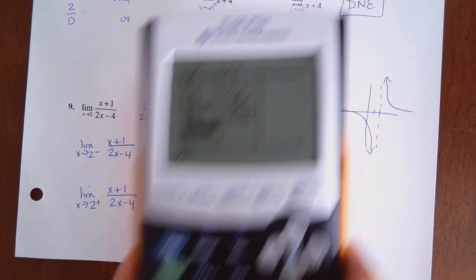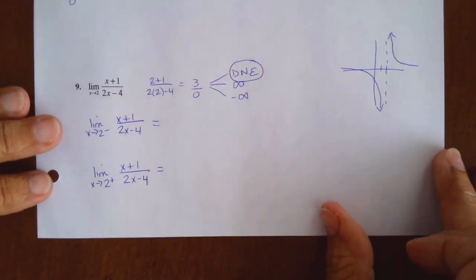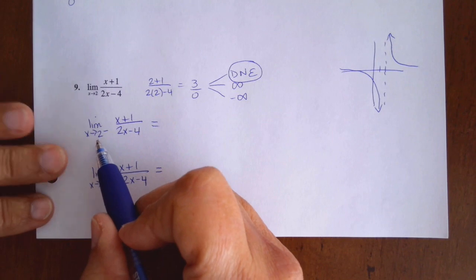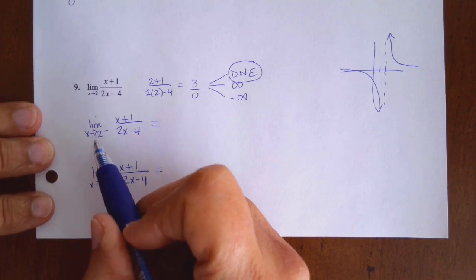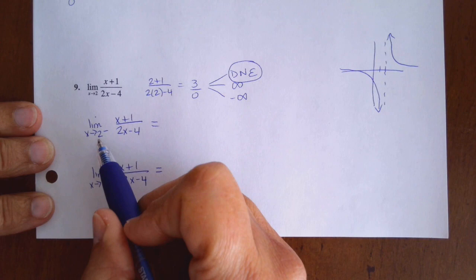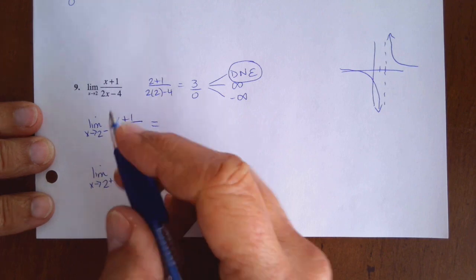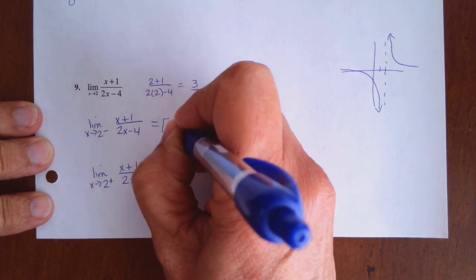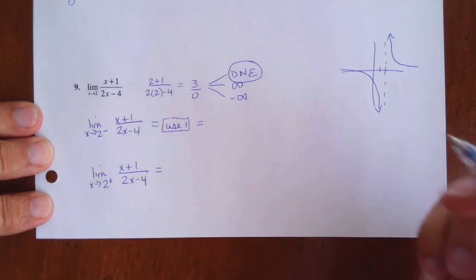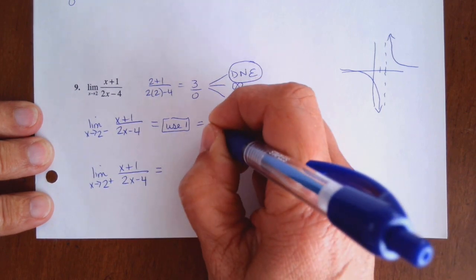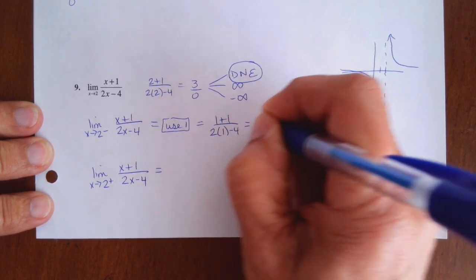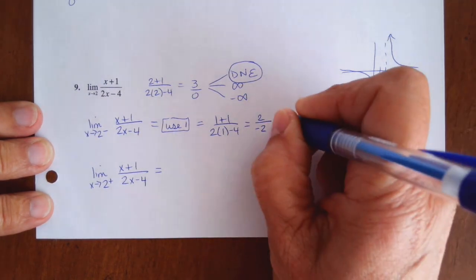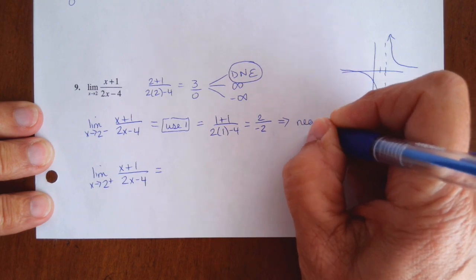So what I tell students to do, if you don't have a calculator, you don't even have to use it: pick the first whole number. Don't use decimals, because we're going to do this without a calculator. Pick the first whole number that is coming in from the left of 2, which would be 1. So I'm going to plug 1 in here. That would be 1 plus 1 over 2 times 1 minus 4, and I end up with 2 over 2 minus 4, which is negative 2.